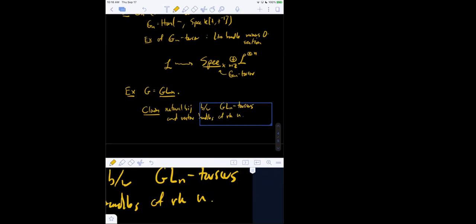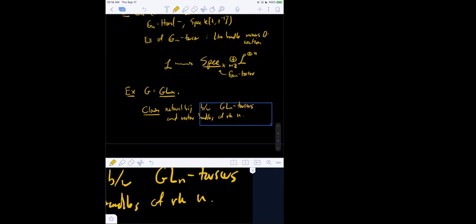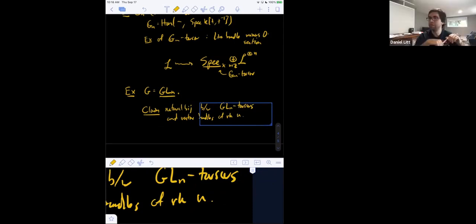By looking at the cocycle data? Yeah, so you can look at cocycle data, that's right, but that will use something that we don't quite have yet, that GL_n-torsors are locally trivial, which is not so obvious. So there's another description. Does anyone know it?